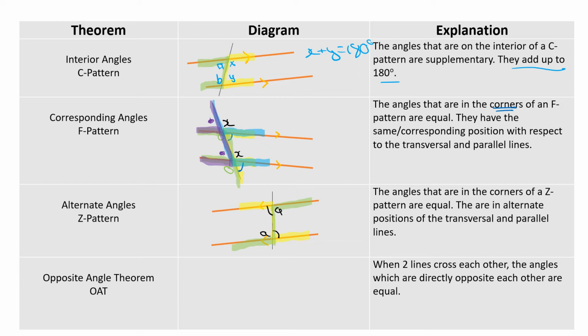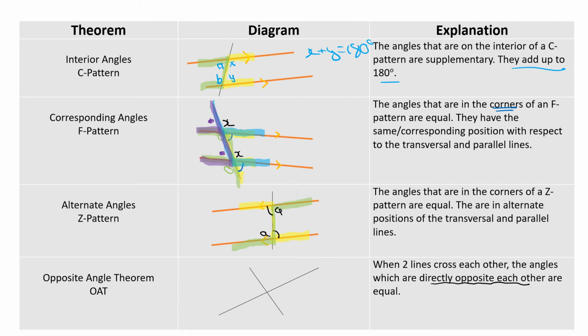Next is the opposite angle theorem. This one isn't a parallel line theorem. This one is super useful though. I love this one. It's so easy. You don't have to do any math for it. It's just really straightforward. Look at the explanation. When two lines cross each other, not parallel, just two lines cross each other like this, the angles which are directly opposite each other are equal.